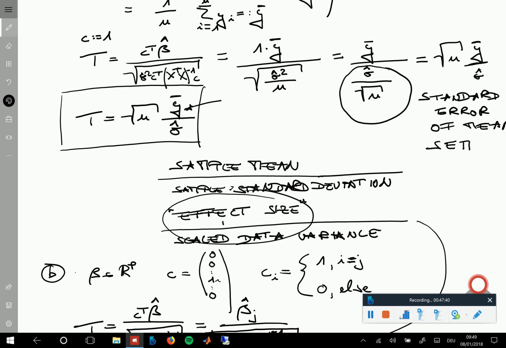The important thing is that the t value is also a measure of effect size, but then again multiplied by the square root of n. Yeah. So this is intuition. This is why this is intuition. This is what's going on.